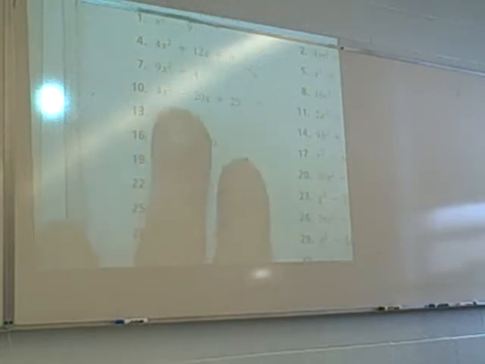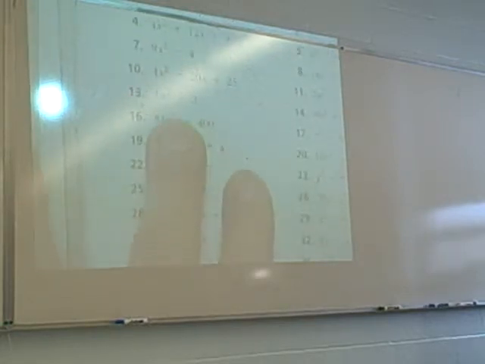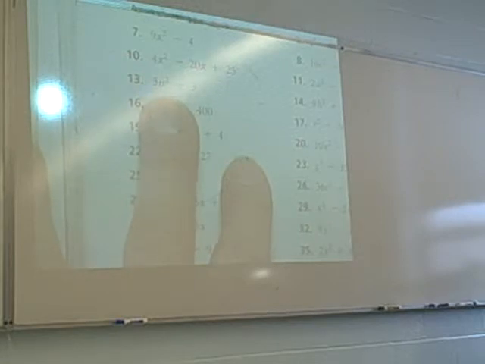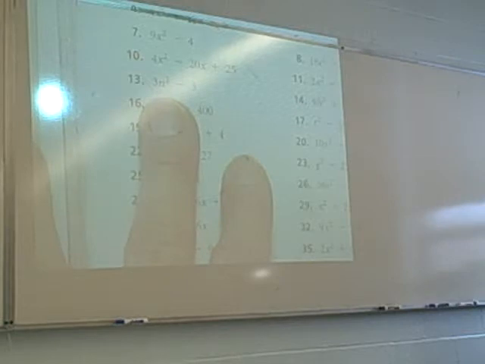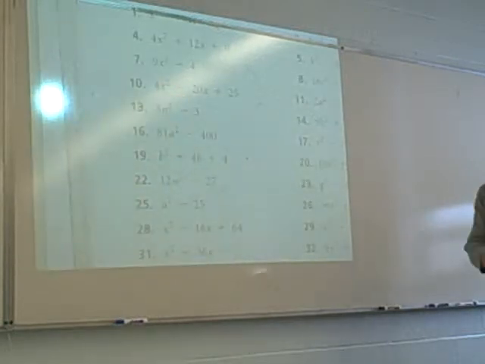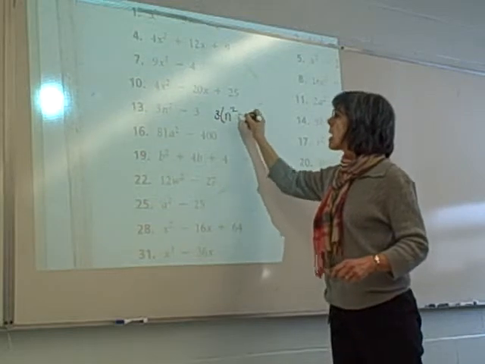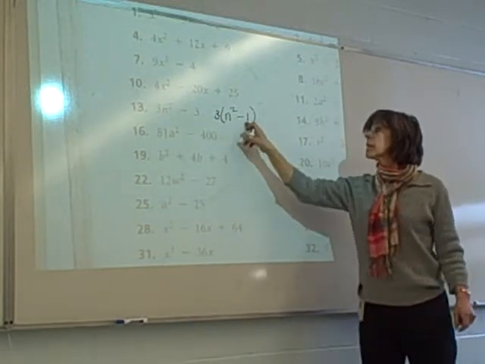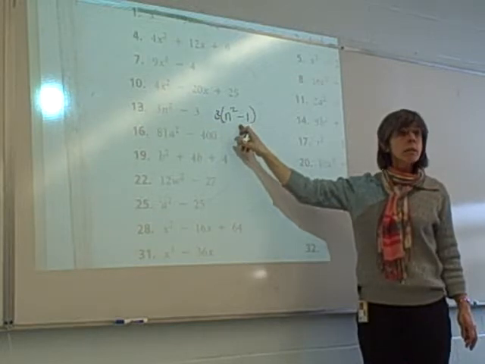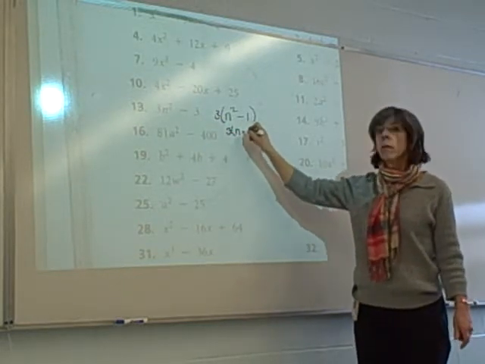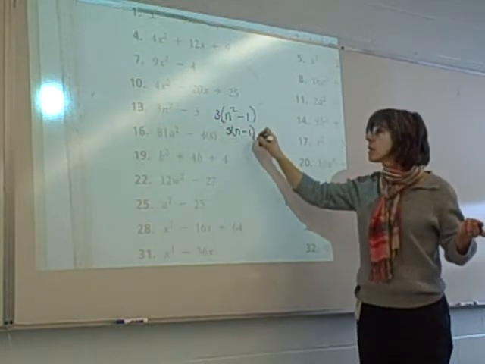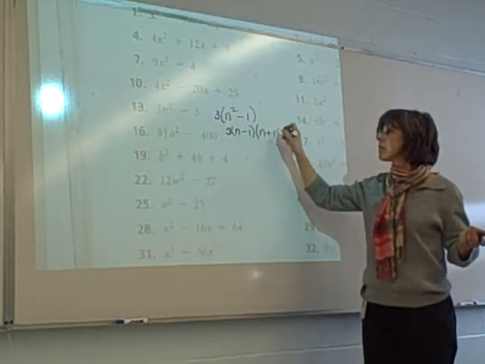What do you do for number 13? Anybody have an idea? You divide them by 3. Why did you divide by 3? Because of the GCF, greatest common factor, which is going to be 3. So if I pull out the 3, what do I have? n squared minus 1. Is this the difference of perfect squares? Yes. So I know it's going to be n minus 1 and n plus 1.